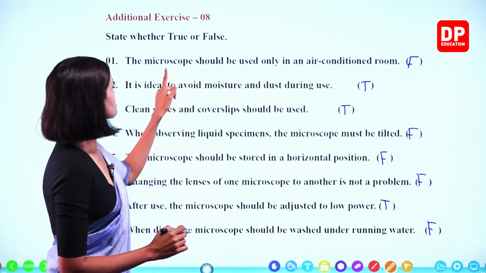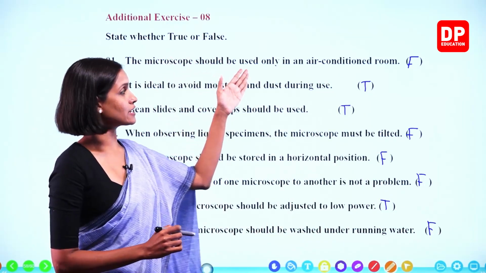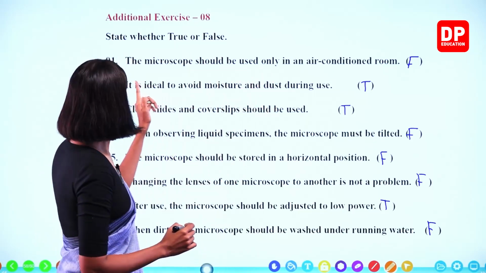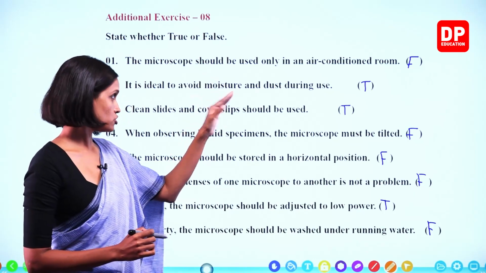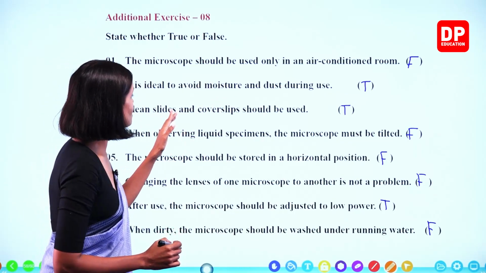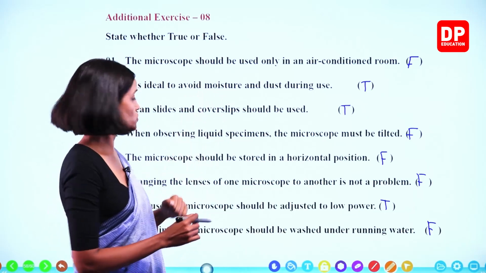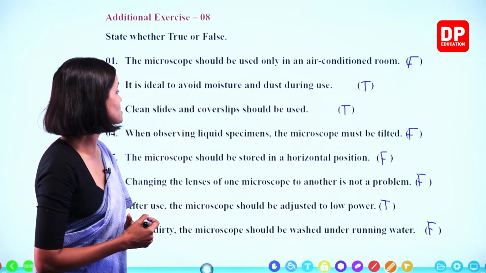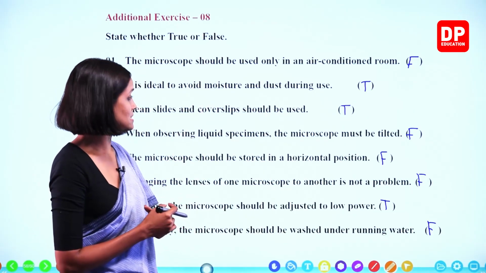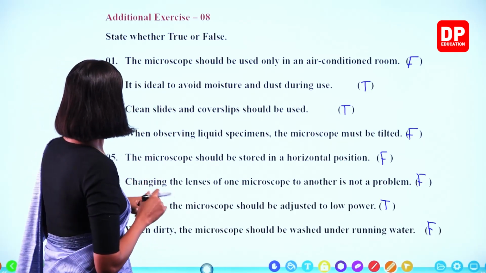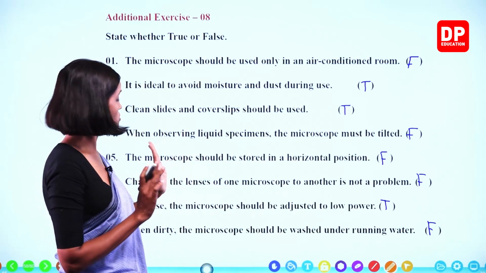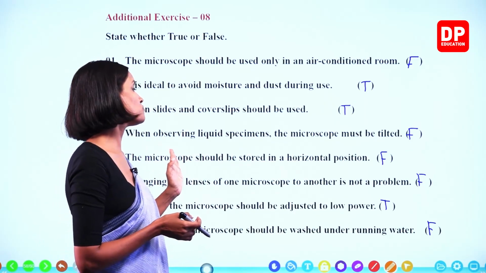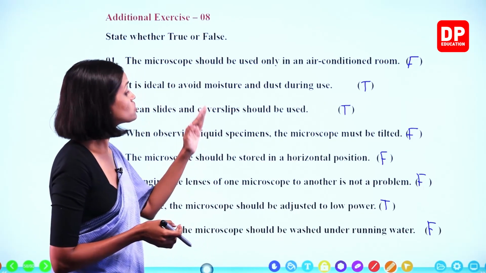Right? The microscope should be used only in an air-conditioned room. It's false. It is ideal to avoid moisture and dust during use. That's true. Clean slides and cover slips should be used. That's also true. When observing liquid specimens, the microscope must be tilted. No, you should not. The microscope should be stored in a horizontal position. False, it's wrong.